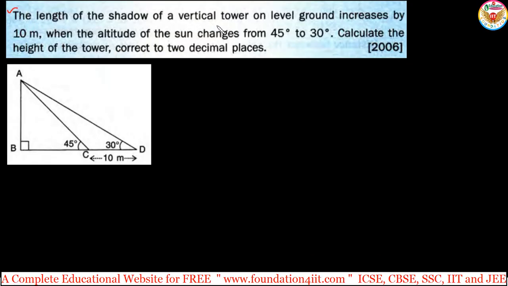The length of the shadow of a vertical tower on level ground increased by 10 meters when the altitude of the sun changed from 45 to 30. So from 45 to 30, the shadow increased by 10 meters. Now calculate the height of the tower. Height we should find out.